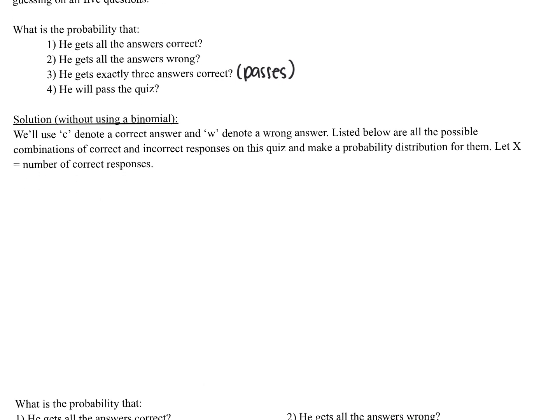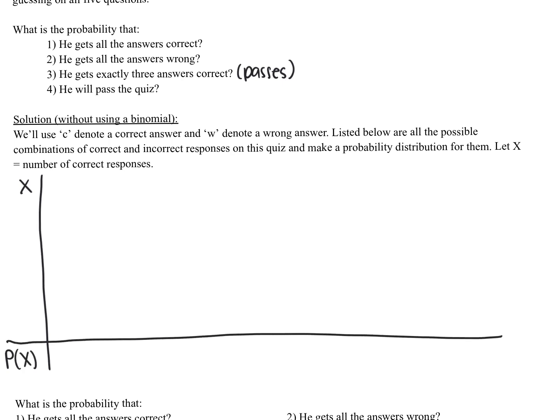So we're going to start by how you would do this by hand if we didn't know that this was a binomial distribution. So we're going to let C be a correct answer and W be a wrong answer. And we are going to list all of the possible combinations of correct and incorrect responses on this quiz and make our probability distribution of them. So X is going to be the number of correct responses. So X, and then we'll have our probability of X down here. And then we'll have our outcomes.